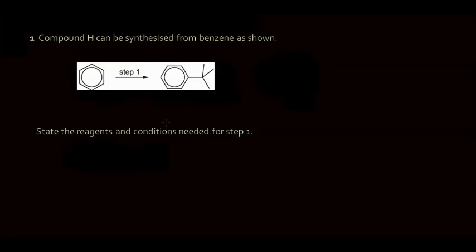Now let's study some of the questions from the past papers. Here is one of the questions. It says compound H can be synthesized from benzene as shown. Now this is compound H. We can see that the benzene reacts in step 1 and it forms a product which has a carbon chain bonded to it. So you can see here that this is one of the carbon atoms. This carbon atom is bonded to 3 other methyl groups, as we can see here in the diagram.